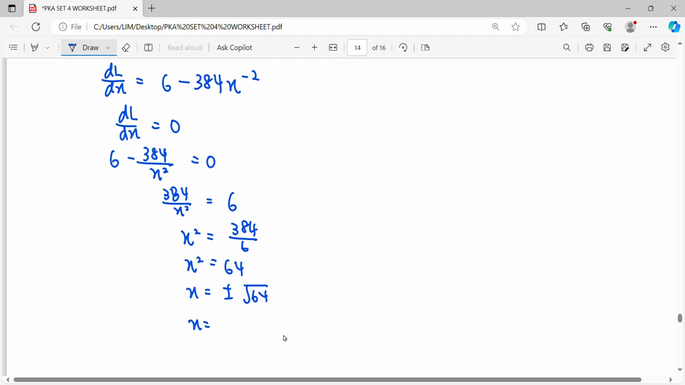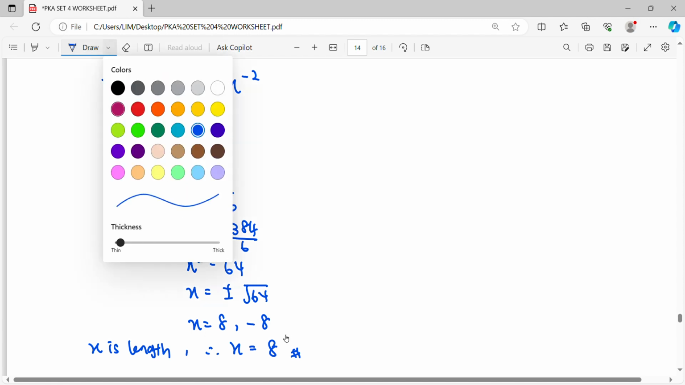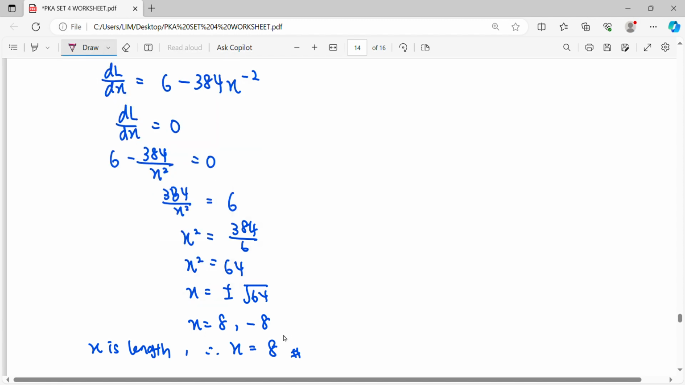It can be positive 8 or negative 8. So since x is a length, our suitable critical number here is x equals 8. Length won't have a negative value, so the critical number is x equals 8. So whether it is a minimum or not, we have to verify it. We have to test it. So we can use the second derivative test.